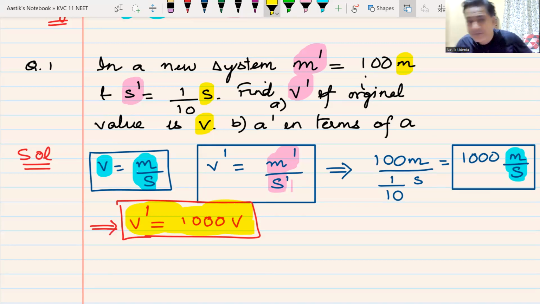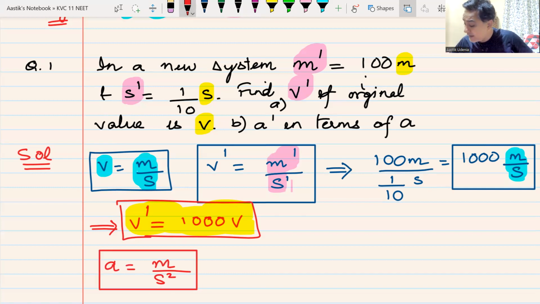V dash is 1000 times V, but that is only, dear friends, problem number A. What is problem number B? Now, problem number B becomes pretty simple because now I know acceleration. The original acceleration was meter per second square. My new acceleration would be A dash, that would be meter dash divided by second dash square.